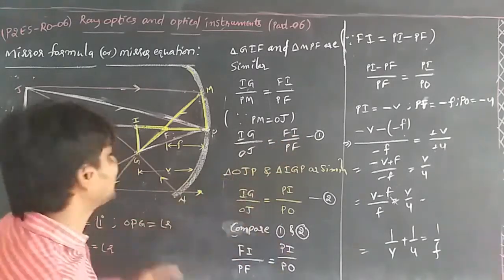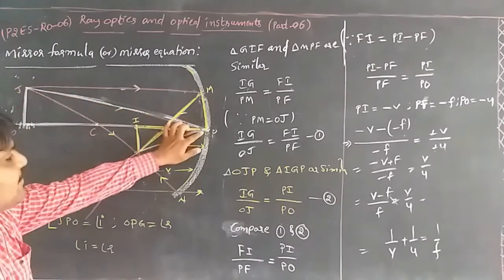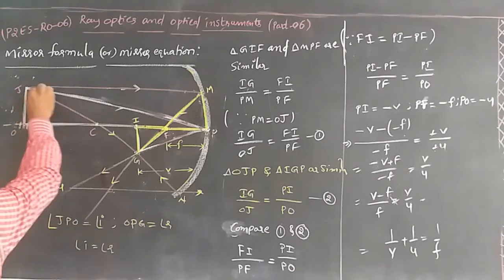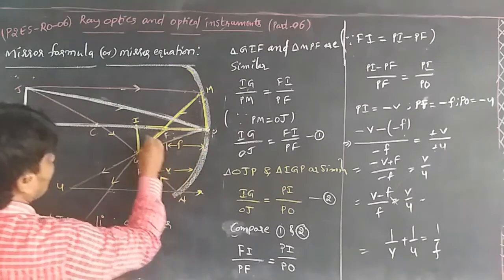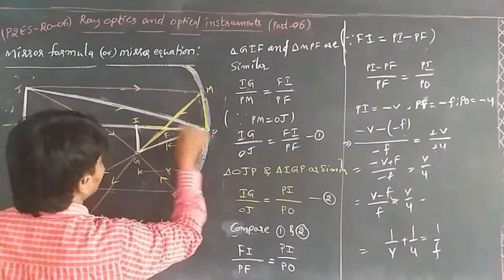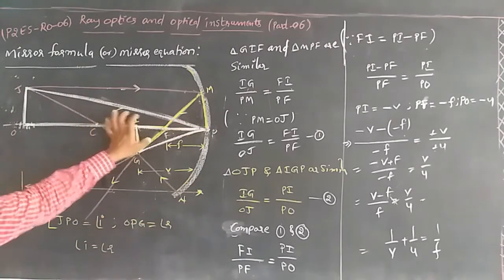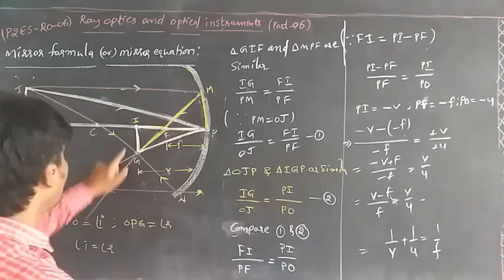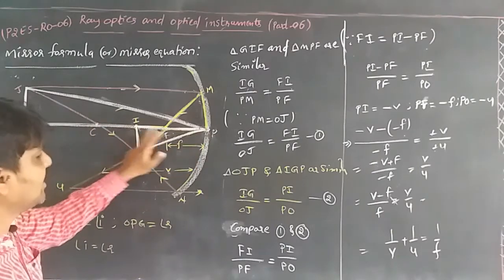Then another pair of similar triangles, for the object: triangle OJP and triangle IGP. These are the other two triangles. From these two triangles we can write that IG by OJ is equal to PI by PO.